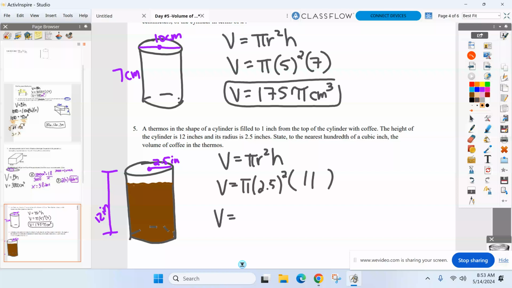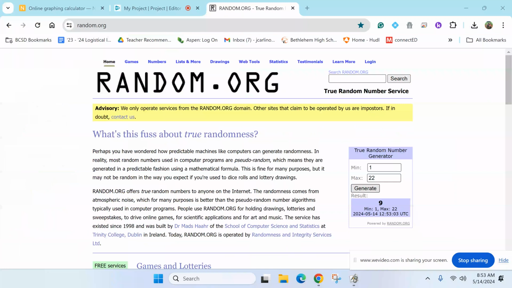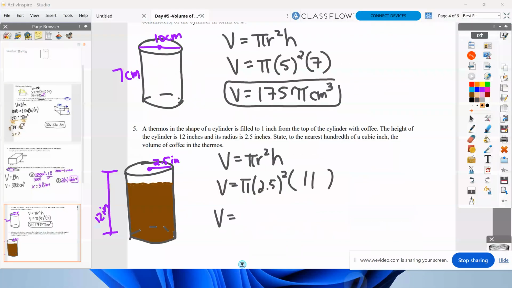Oh, nearest hundredth there too. Look at my rounding directions, getting you guys ready for the Regents. Hundredth, 2 numbers after the decimal. Look at the third to round. Oh, Vinny, back to you. 215.98. Yeah.